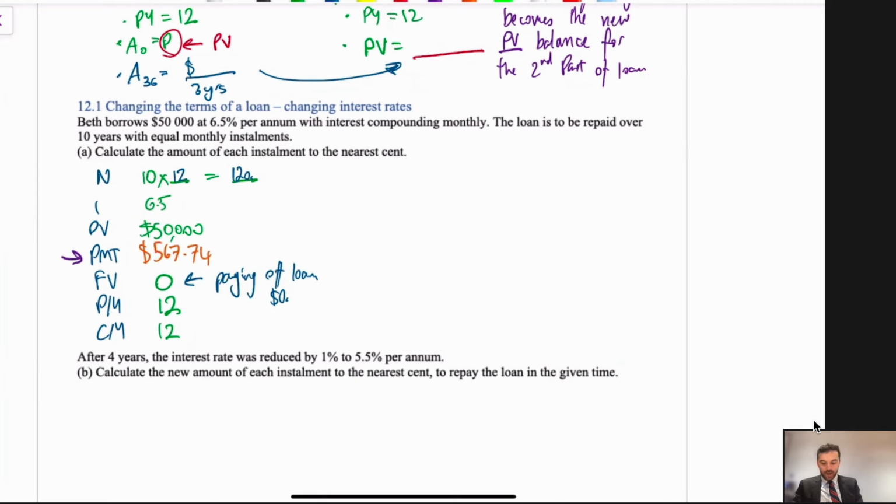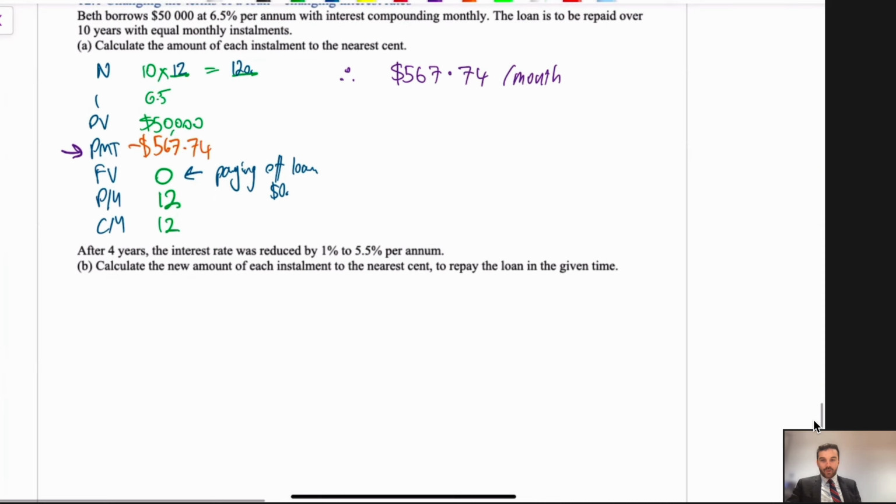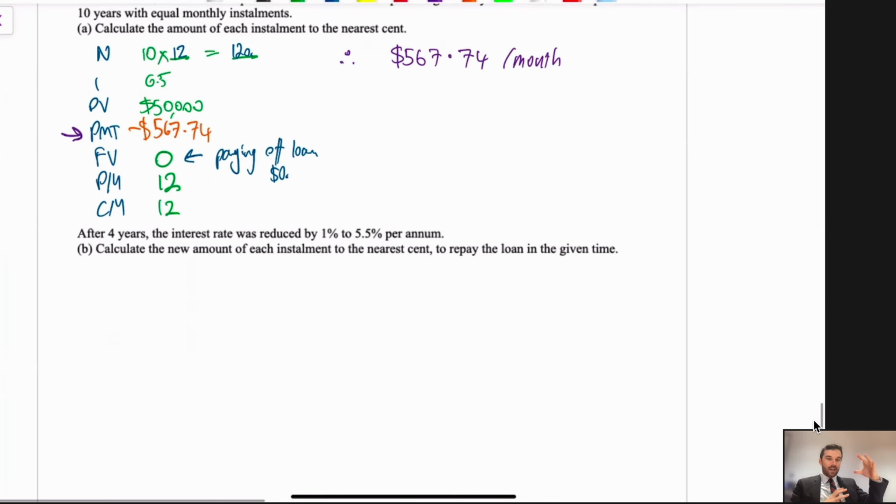Now you may notice that was negative, so it's coming out of your wallet, which makes sense, right? So therefore, each installment, they're paying $567.74 per month. That's how much they're paying. Now this is the scenario. So that's just 10 years of that.